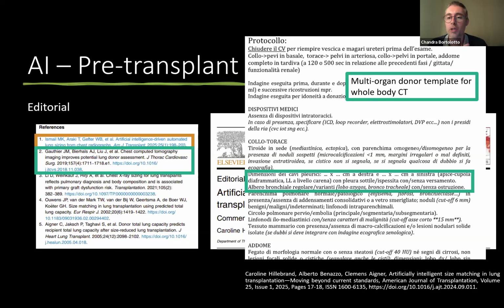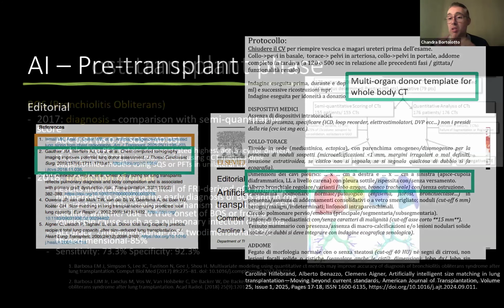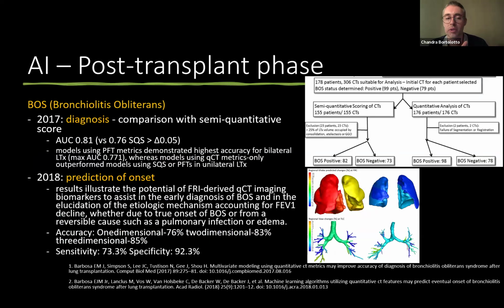This is a multi-organ donor template we use in Pavia. Of course you are not proficient in Italian, but as you can see, I underlined the section about the measurements on the lung thoracic cavity. So we actually use CT. So why try to use AI to extract this data from X-ray? We just need to focus on the important stuff.